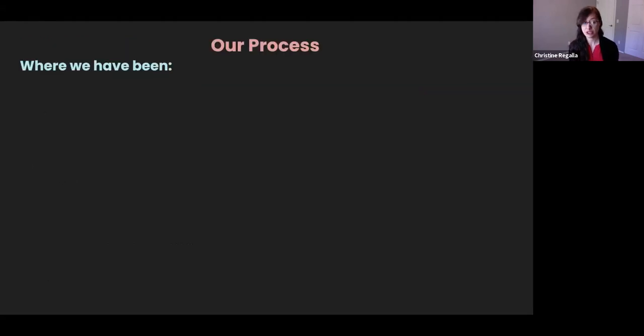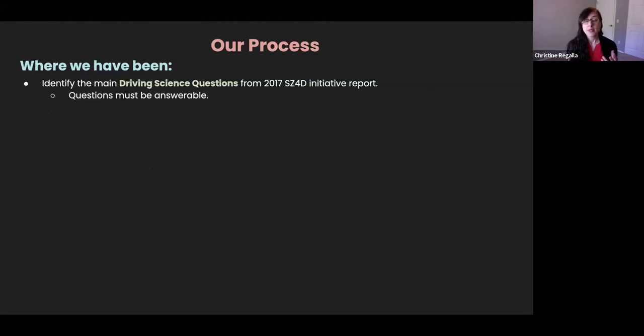Okay, so what have we been doing? So where have we been? So far, the working group members have been working on these tasks. So first we needed to identify the main driving science questions, and we took these from the 2017 Community SZ4D Initiative report and amalgamated these to find the common driving themes and also to identify questions that are actually answerable.